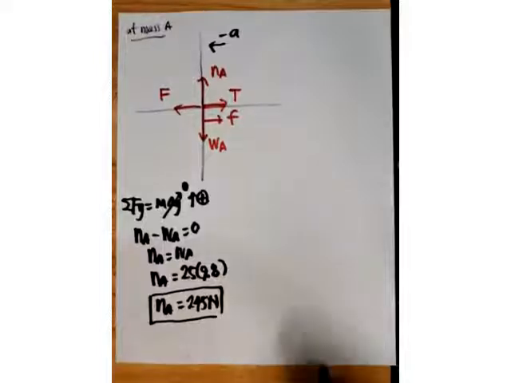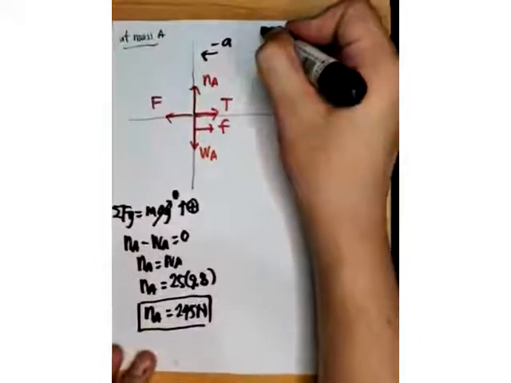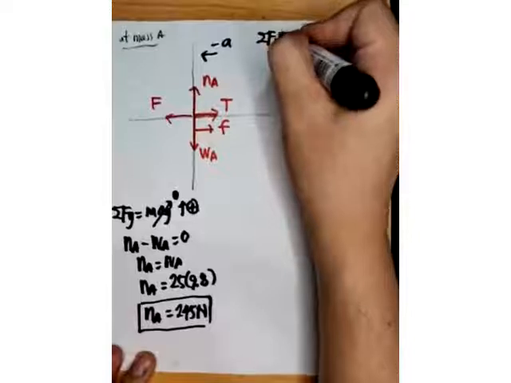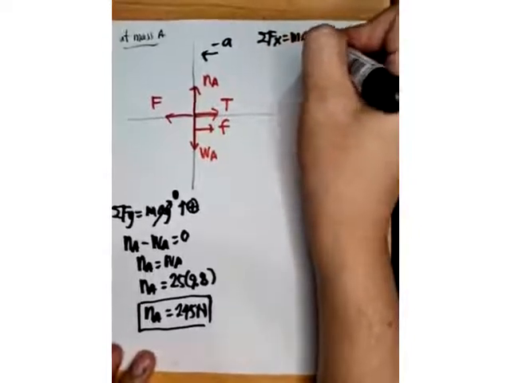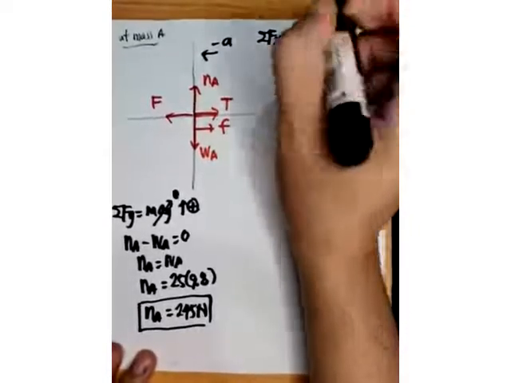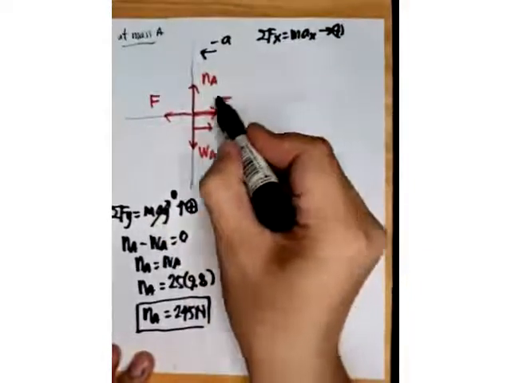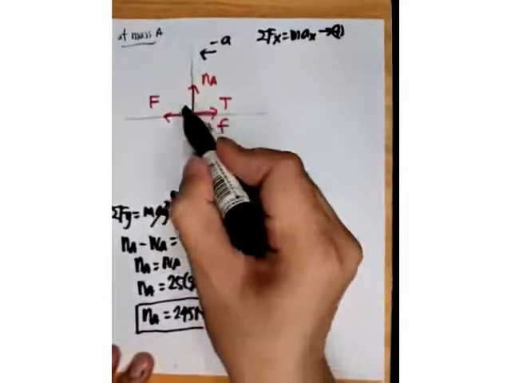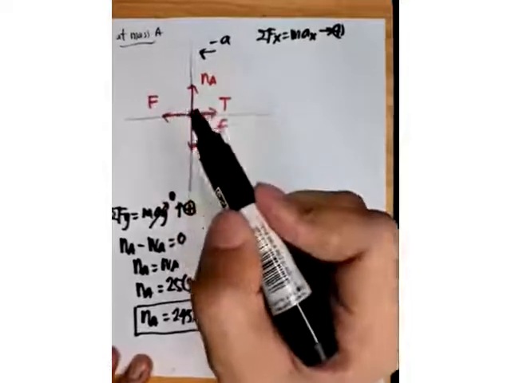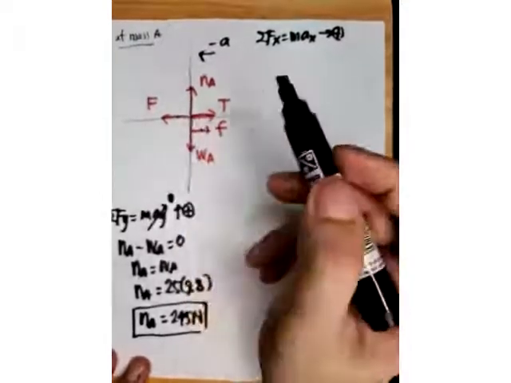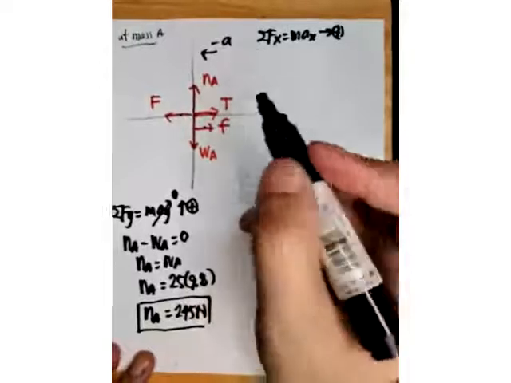Okay? Next, let's proceed to the summation of forces along X is equal to MAX. Pakanan ay positive. Now, let's focus on the forces along X. So, we only have 3: 1, 2, and 3. So, left and right lang naman. So yung mga pakanan ay positive, mga pakaliwa ay negative.